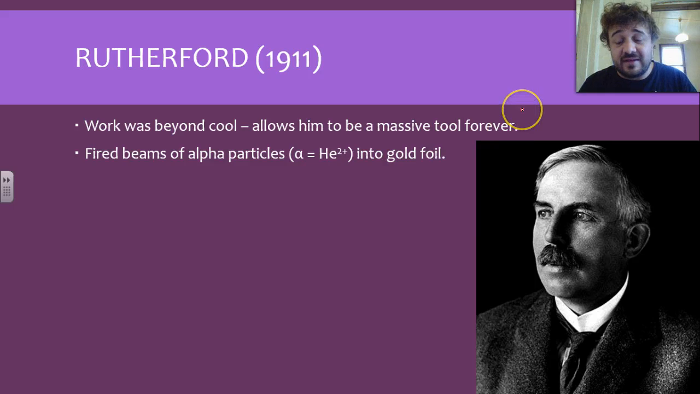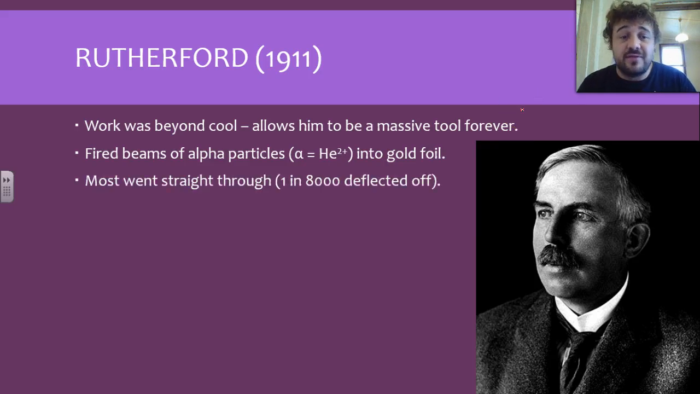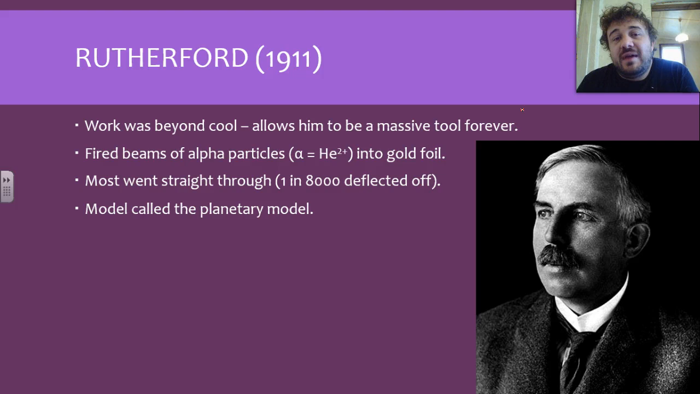Alright, so he fired beams of alpha particles, which you would call a helium atom minus the electrons that we just discovered. He fired that into gold foil, really thin gold foil. Most went straight through, or sort of bent a little bit. About 1 in 8,000 deflected off. And he then came up with a model of the atom called the planetary model.